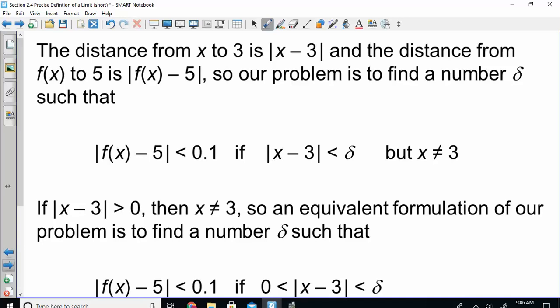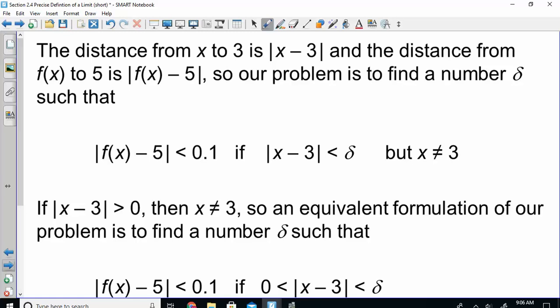All right, so to measure the distance from 3, we subtract our x values, right? Absolute value is the distance. We know distance has to be positive. So we are going to look at the distance between x and 3. We do the absolute value of that. The distance from my y to my 5, we do absolute value, so it's positive.